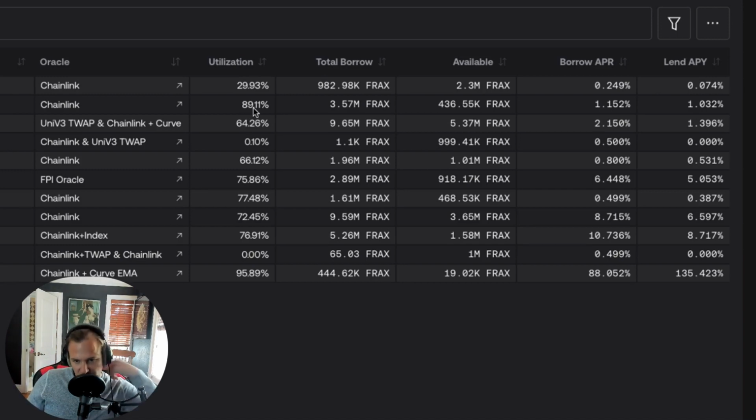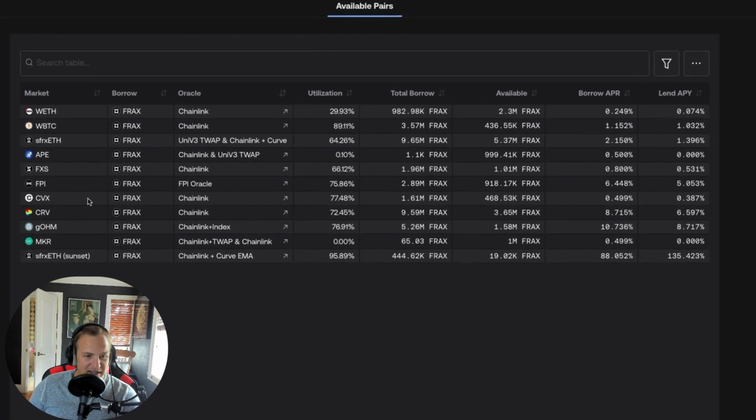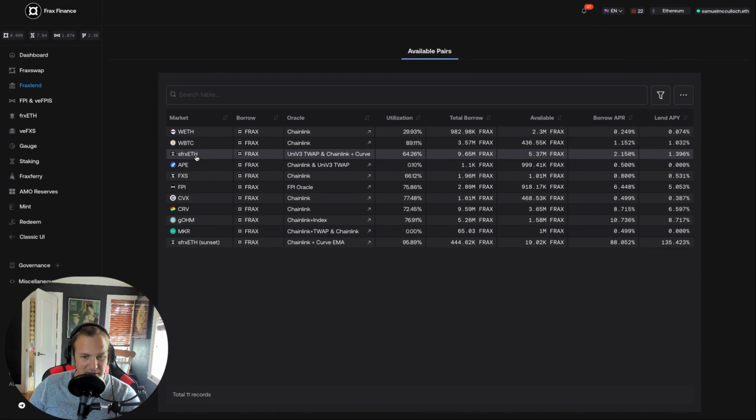If you look at the utilization rate of Wrapped Bitcoin right now, it has 89% utilization, but the interest rates are quite low, right? And so this means that it's probably going to have to go higher, because if you look at other pairs that have high interest rates, like the stake FrxETH, it has an APR with a 95% utilization rate of about 88% to borrow and 135% to lend into this. That's pretty crazy.